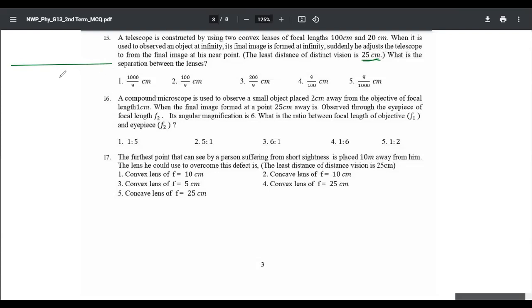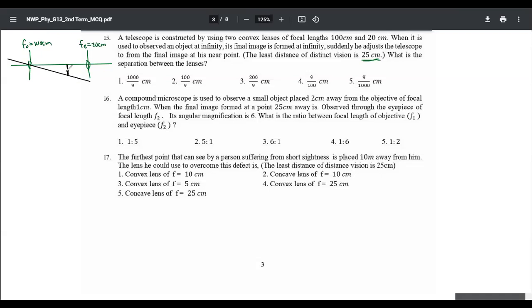Now what do you do in these cases? Two lenses are there. They have not mentioned who is who. You should know the lens with the highest focal length should be the objective lens. Okay, so the object is at infinity, therefore you know what will happen for the image. You will get the image at the focal point of the object lens, the first image.